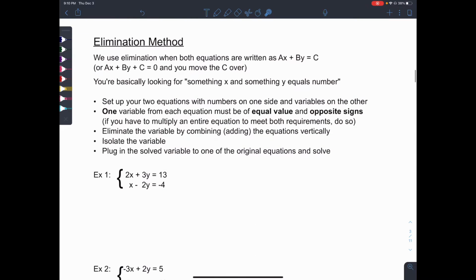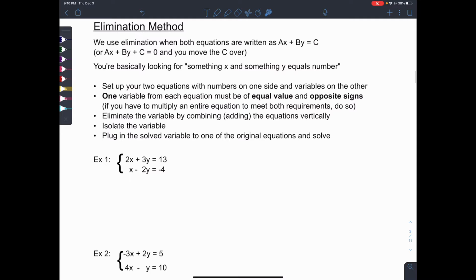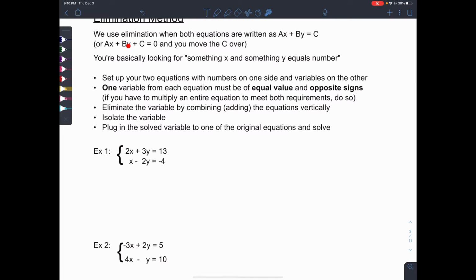Okay, so elimination method. This is the last method. So we use elimination when both equations are written as ax plus by equals c, or you can see it as ax plus by plus c equals 0, and then you would move the c over to the other side. So it's always something x, something y equals a number. And these are the ones most commonly associated with word problems.